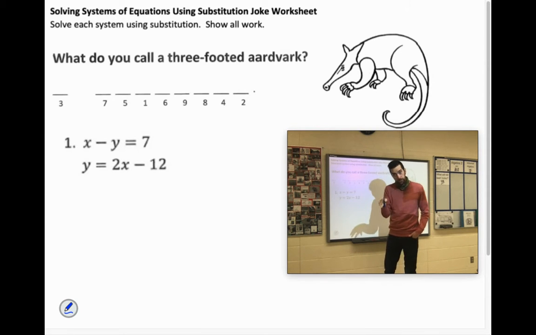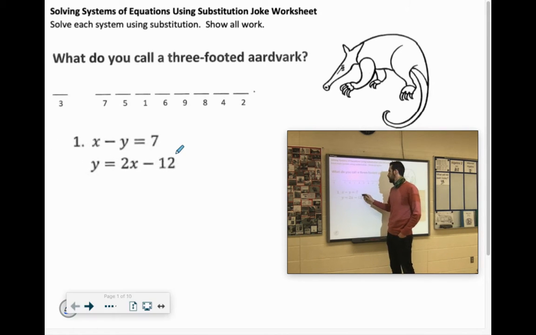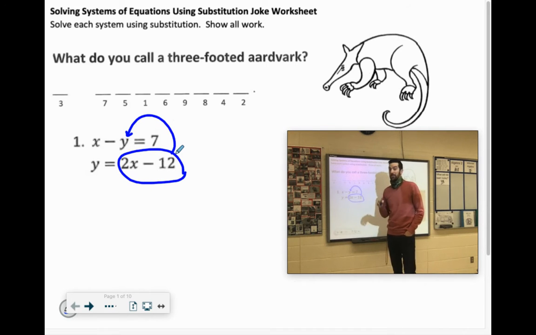Either x equals some stuff or y equals some stuff. Now, if you look at the second equation, we have y equals 2x minus 12. Great. So first step is done. So we're going to take that 2x minus 12, and we're going to substitute that in for y in the first equation. Now, we're starting with one of the hardest examples, which doesn't look very hard, but watch this.